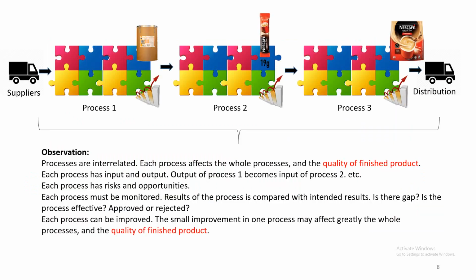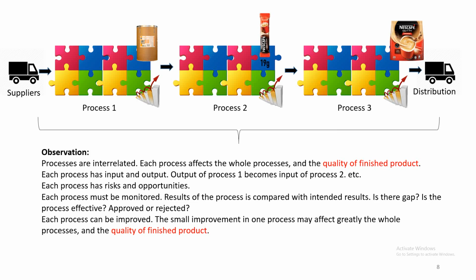Okay, remember we learned about process 1, but process 1 can contribute to process 2, process 3, and finally we have the finished product. I use Nescafe because I can only find Nescafe here. So from the suppliers, go to process 1, and then process 1 maybe do mixing, producing the powder, 3-in-1 powder. Process 2 will do the sachet filling, and then process 3 will do packaging. There's going to be 28 sachet in one packaging, and finally distribution.